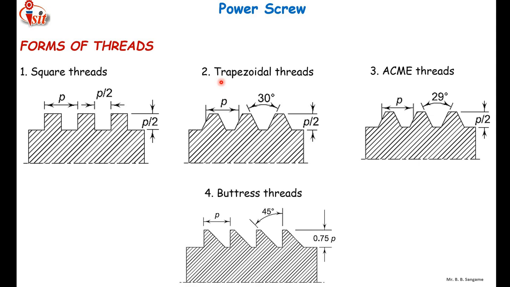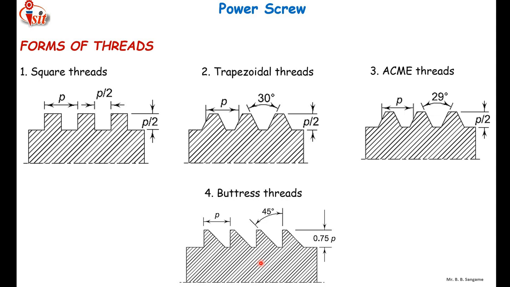Fourth category is the buttress thread. So one side of buttress thread is having a profile like a square thread. Here you can see that. And the second side of that same thread seems like a trapezoidal thread. So it offers the combination of square and trapezoidal threads. So you will get the advantages of both square and trapezoidal threads.